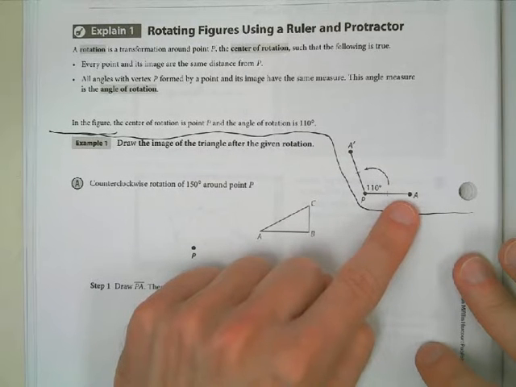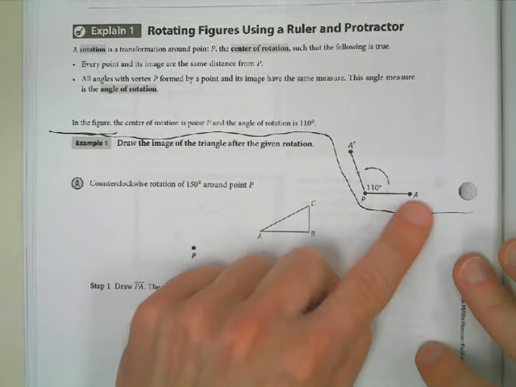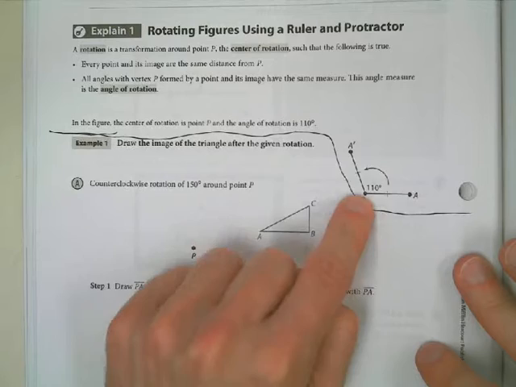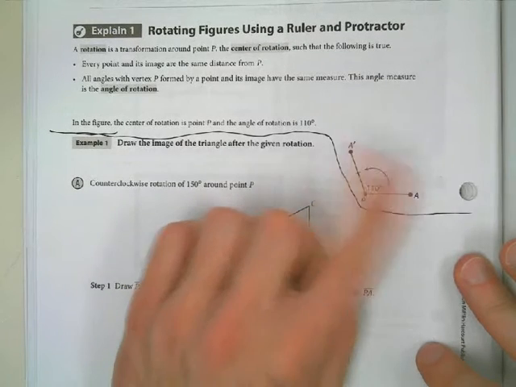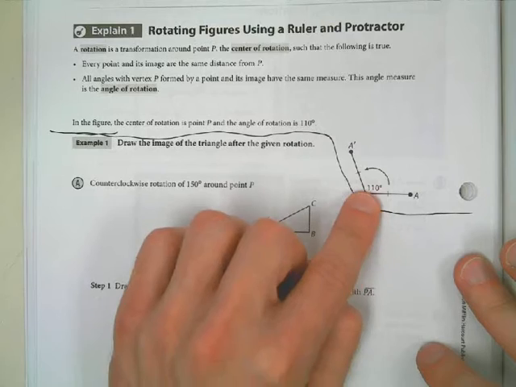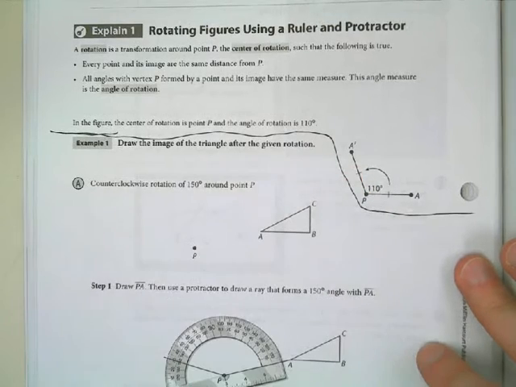A is the same distance to point P as A prime is, right? And the angle formed between A and A prime, right there, is 110 degrees. So that's what we call the angle of rotation.